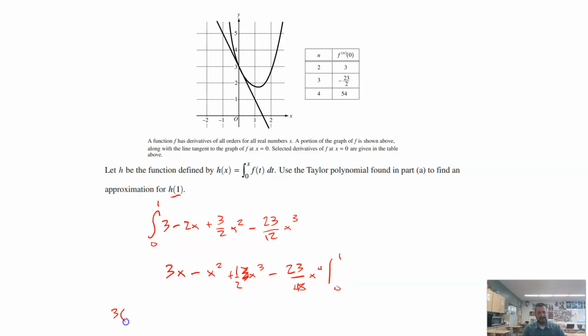So I get 3 times 1 minus 1 squared plus 1/2 times 1 to the third minus 23/48 times 1 to the fourth. Then I'm going to subtract off all that stuff with 0 in it, so it's just going to go away. If you need to know what that is, that's just 97 over 48. That's our answer for letter C.